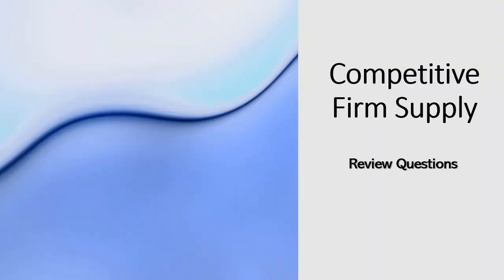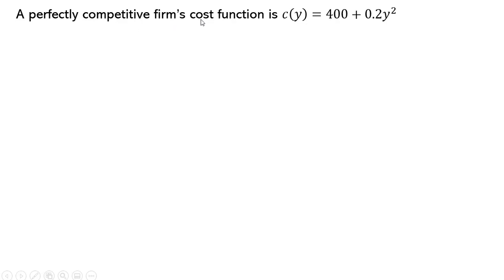Hello, in this video we're going to look at the competitive firm supply and we're going to do some review questions. We have a perfectly competitive firm's cost function given as the following. Cost here is a function of y, which is just units of output, equals 400 plus 0.2 y squared. What is the firm's supply function?